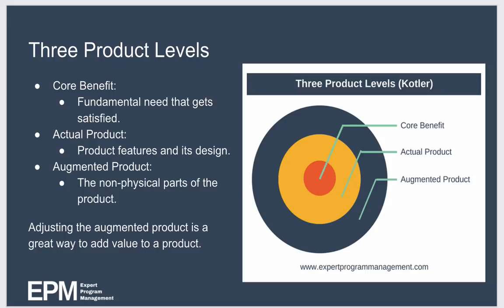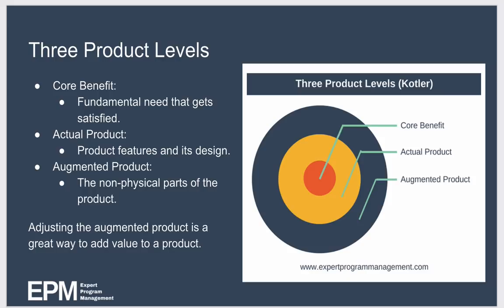So second, we have the actual product, and the actual product is the product's features and its design. Now, products typically have lots of features, but very few actual benefits or core benefits to the customer. So if we look at our mobile phone example again, then the actual product consists of the design and the features of the phone. So that includes things like its dimensions, its color, its screen size, Bluetooth compatibility, etc.